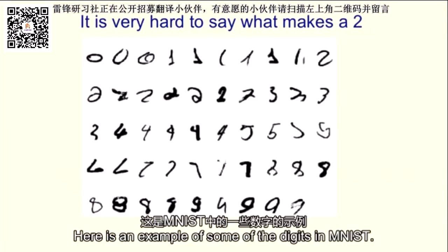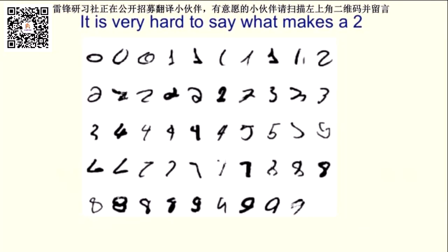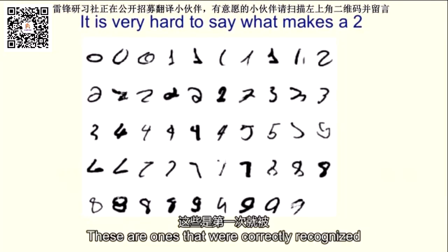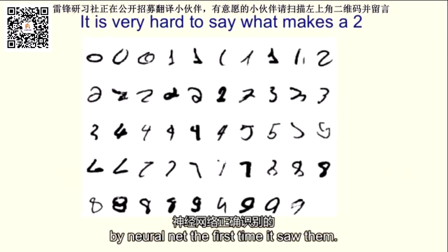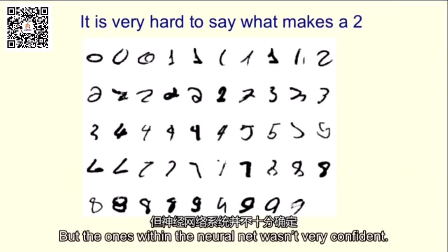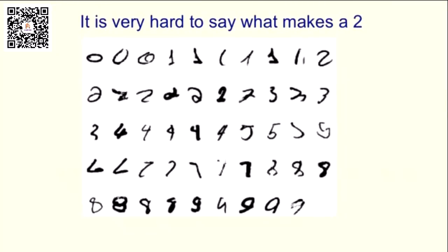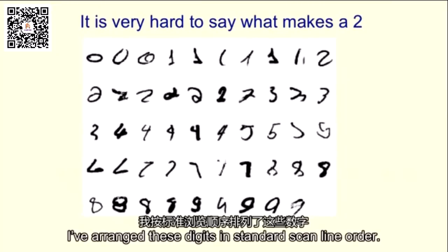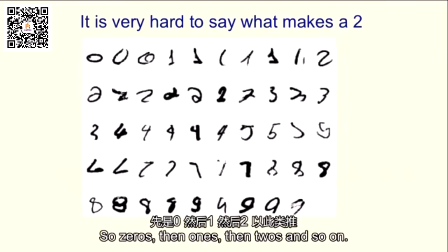Here's an example of some of the digits in MNIST. These are ones that were correctly recognized by the neural net the first time it saw them, but they're ones where the neural net wasn't very confident. And you can see why. I've arranged these digits in standard scanline order, so zeros, then ones, then twos, and so on.